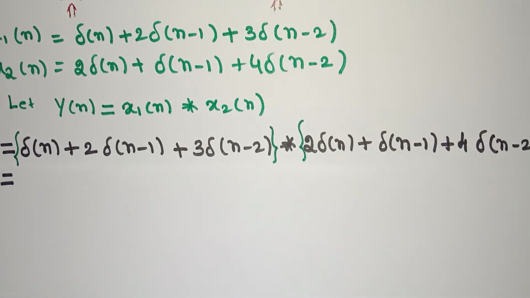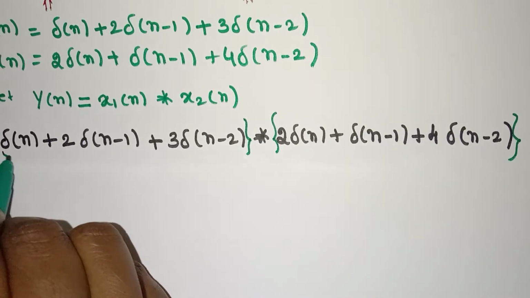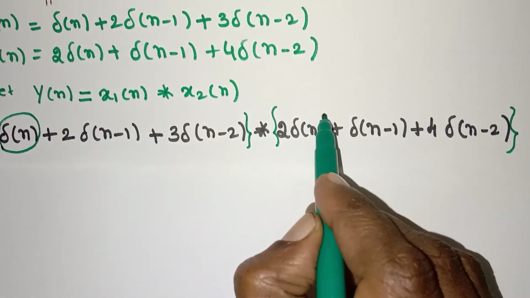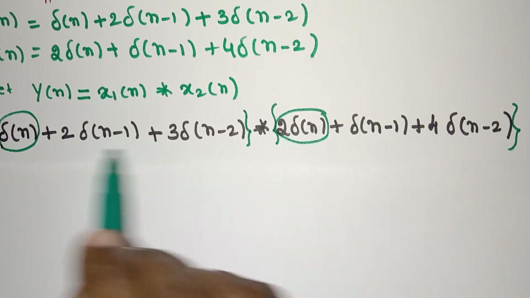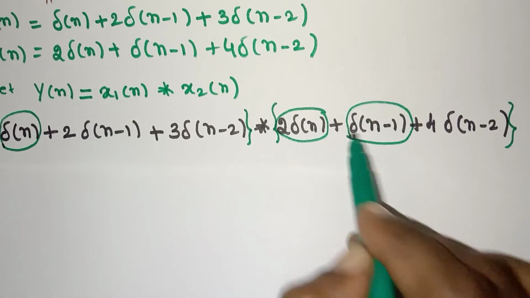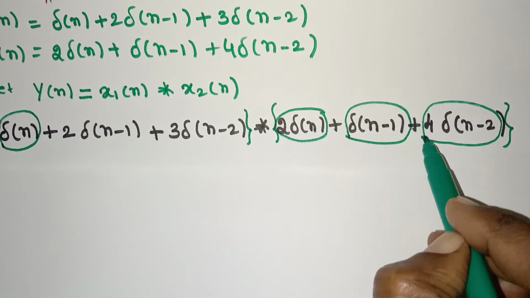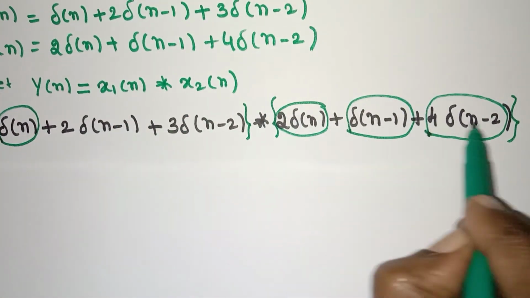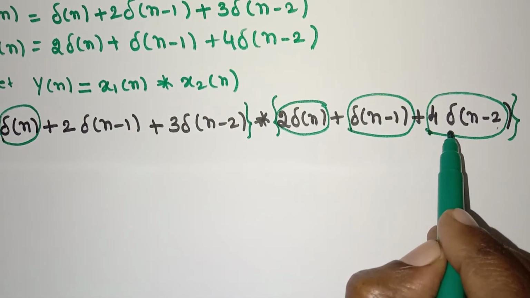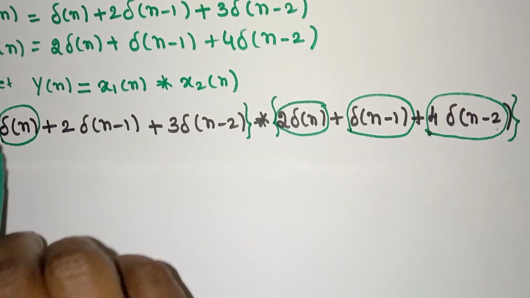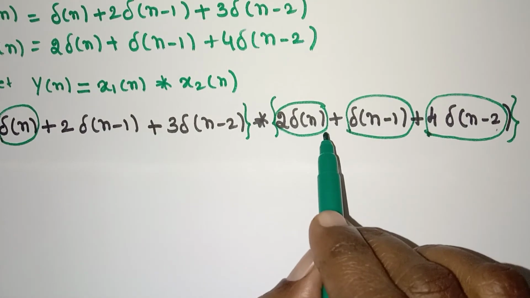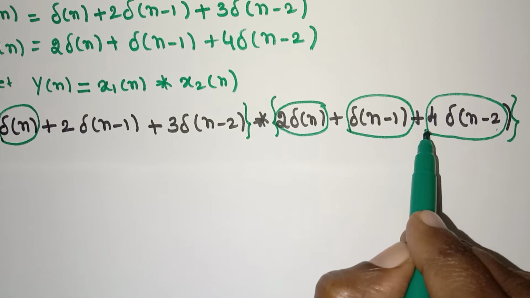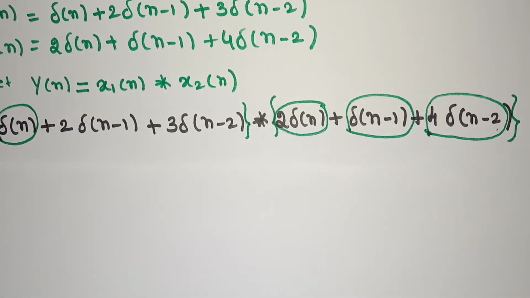It is actually a very easy problem. You have to multiply this delta n with all of these. Delta n is multiplied by 2 delta n, next by delta n minus 1, and by 4 delta n minus 2. Similarly, the same procedure is repeated for the second term and the third term: each term of x1 of n is multiplied by each term of x2 of n. And finally you have to add those terms, which gives the convolution sum of the sequences x1 of n and x2 of n.